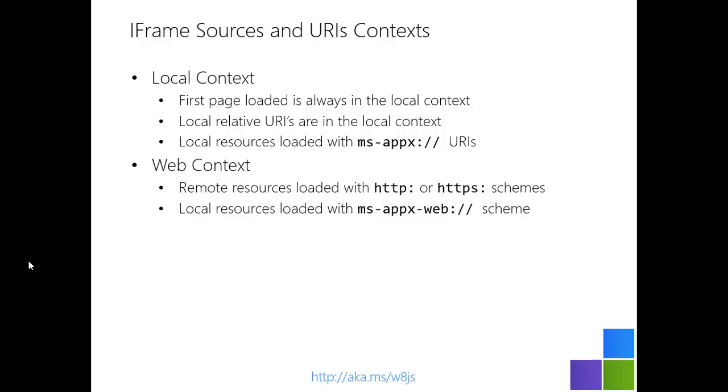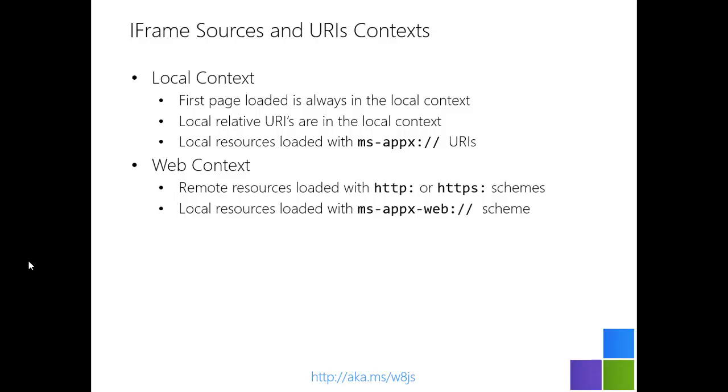And it's the URIs that you use that indicate that. So first of all, local context is used for the first page that's loaded into your application. That has to run in the local context. Anything else that you load using a relative URI is loaded into the local context, or we have a special URI scheme of ms-appx://, and that indicates that we want to load that local resource into the local context.